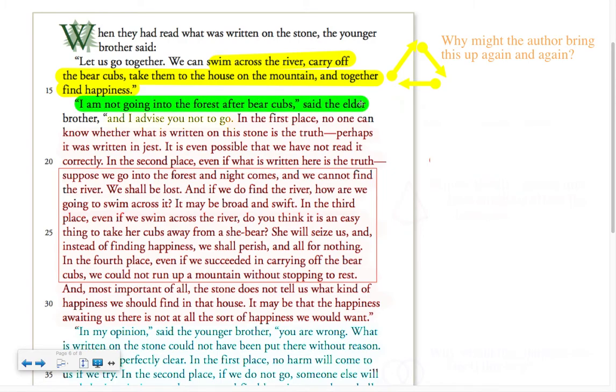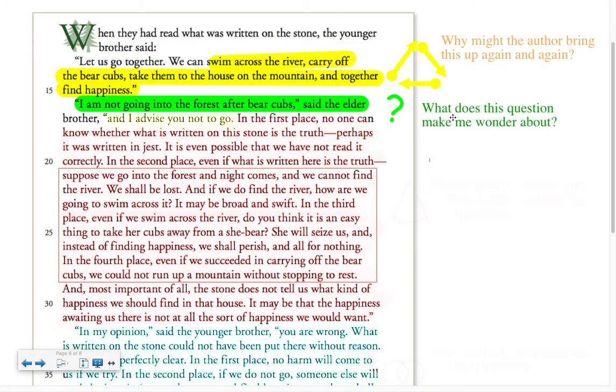I'm going to stop there because I have a tough question. The older brother is wrestling with what the younger brother wants to do. So he's going against his younger brother, and he's got a tough question: I don't want to go after happiness the way that it's written on this particular stone.